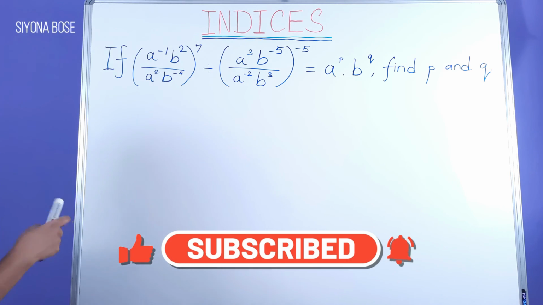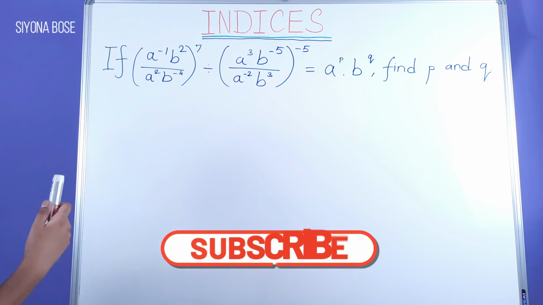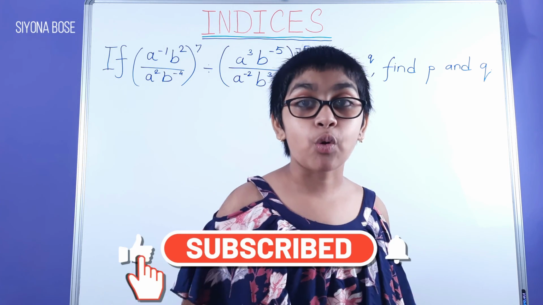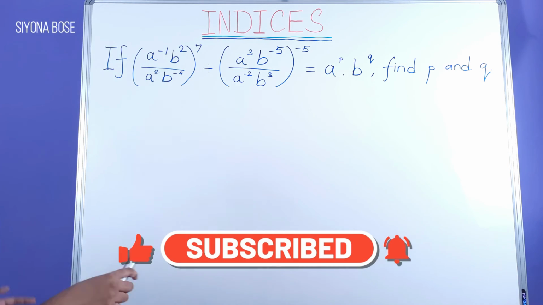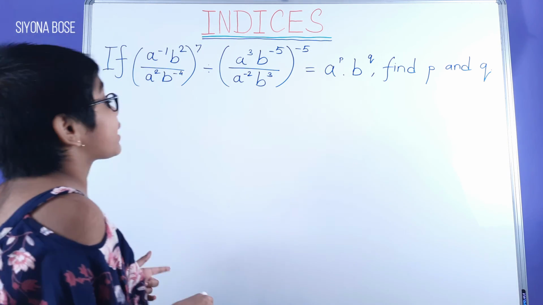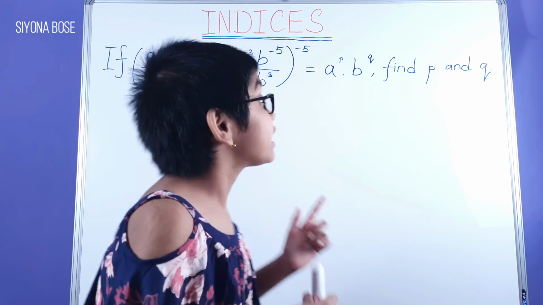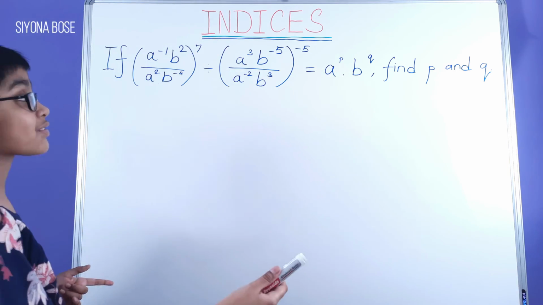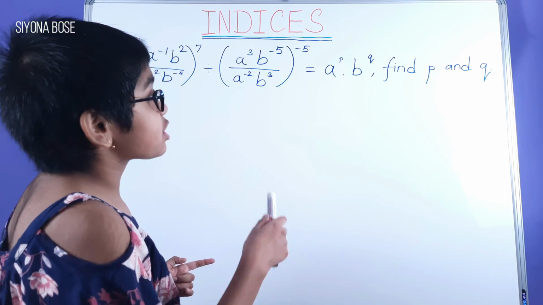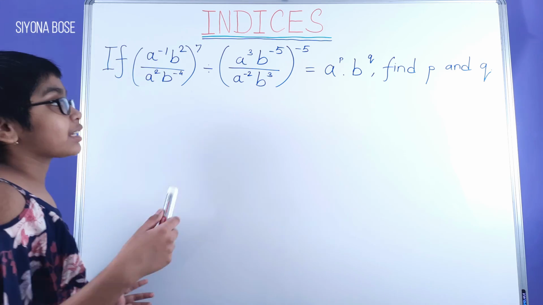If (a to the power minus 1 into b squared by a squared into b to the power minus 4) whole to the power of 7, divided by (a cubed into b to the power minus 5 by a to the power minus 2 into b cubed) whole to the power of minus 5 is equal to a to the power of p into b to the power of q, then find p and q.